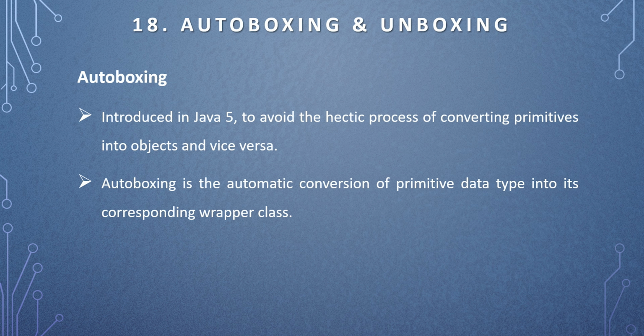Autoboxing is the automatic conversion of a primitive data type into its corresponding wrapper class. For example, char to Character, int to Integer, etc. Prior to Java 5, wrapper class methods like valueOf were predominantly used to convert the primitive into objects. Ever since Java 5, we can directly assign primitives into wrapper class objects.